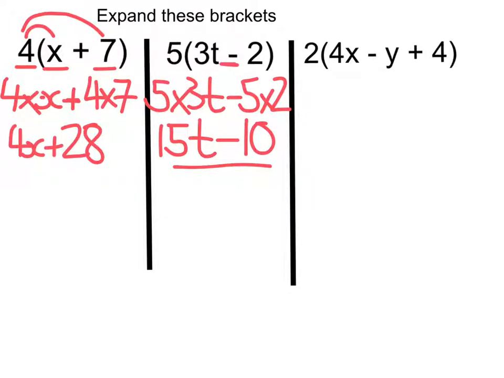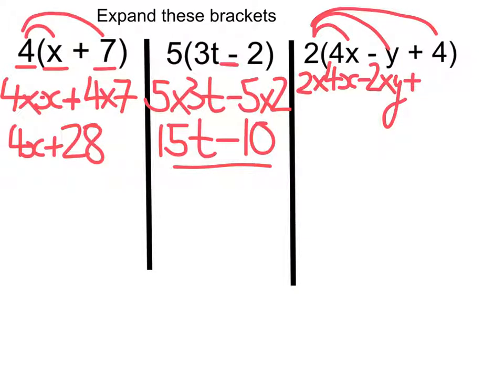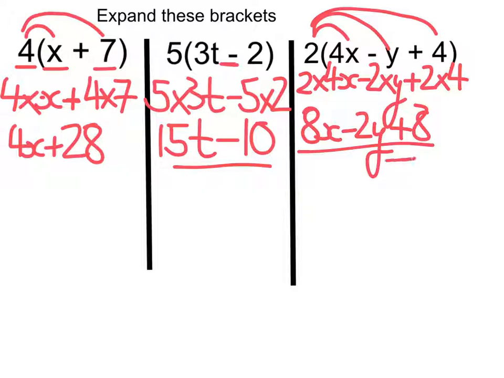Now what's different about the last question? Well, in the last question there's 3 terms, but still the same things happen. I'm going to times them all by 2. So rewriting this, I'm going to get 2 times 4x minus 2 times y plus 2 times 4. So 2 times 4x is 8x, 2 times y is 2y, and 2 times 4 is 8. So they are my answers.